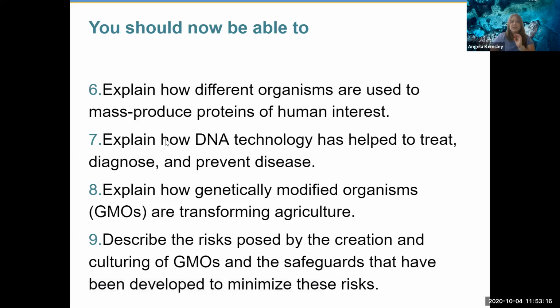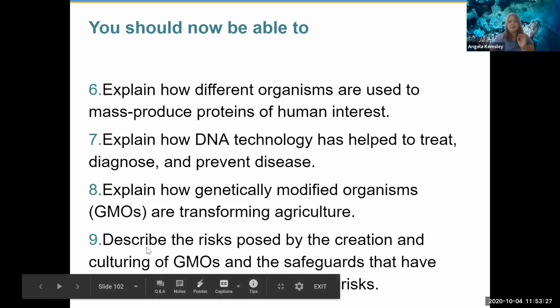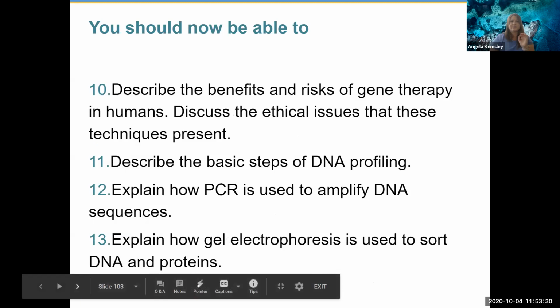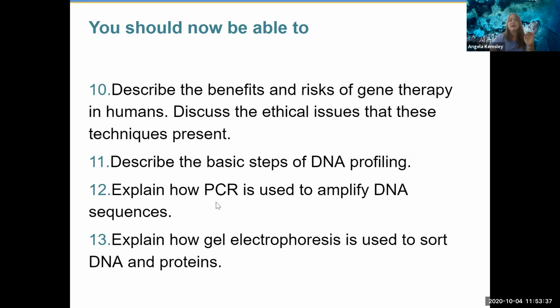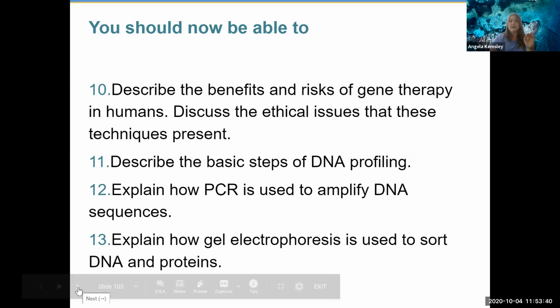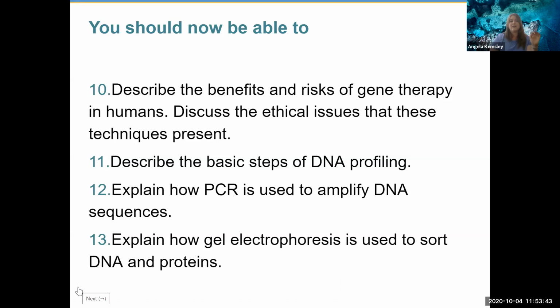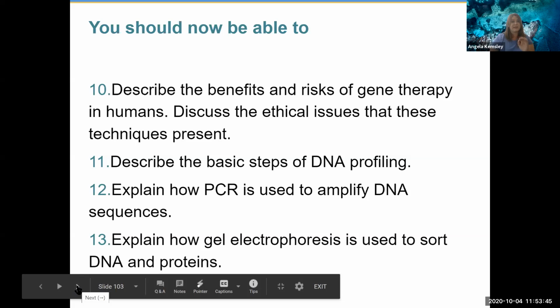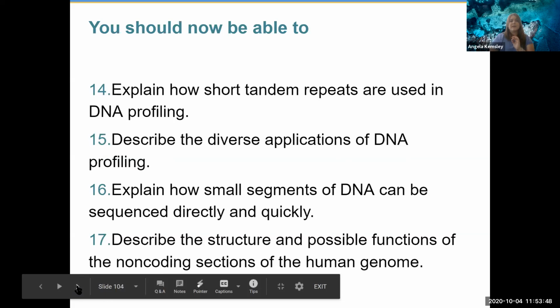Explain how DNA technology has helped to treat, diagnose, and prevent disease. Explain what GMOs are and how they're transforming agriculture. Describe some of the risks posed by the creation and culturing of GMOs. Describe the benefits and risks of gene therapy and some of the ethical issues that arise, the basic steps of DNA profiling, including PCR and gel electrophoresis. Be able to read one of the gels to see if samples of DNA match each other, specifically as it applies to crime scenes. Explain short tandem repeats and the diverse applications of DNA profiling, think Cheddar Man.